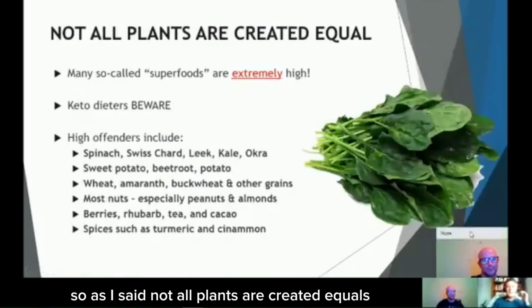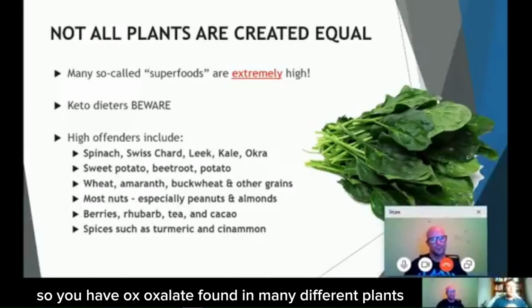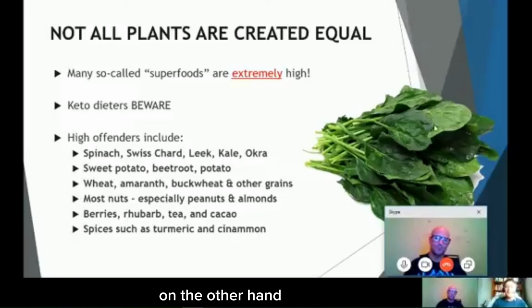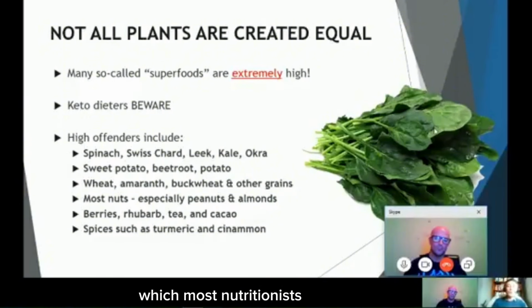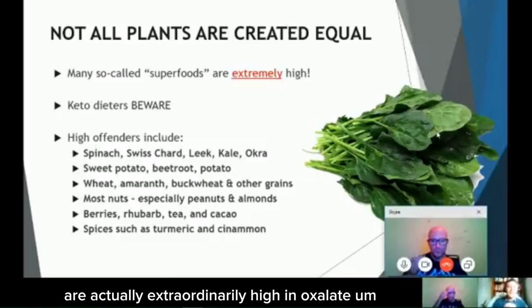Right. So as I said, not all plants are created equal. So you have oxalate found in many different plants, but some of them have negligible amounts. On the other hand, many of the so-called health foods or superfoods, which most nutritionists or naturopaths recommend as part of a healthy diet, are actually extraordinarily high in oxalate.